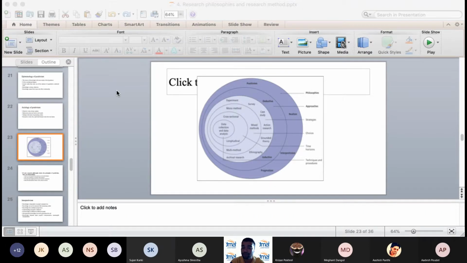Okay, I'm trying to find certain numbers which support my statement. Yes, now moving on to the research strategy. As you already know, if I choose the positivism philosophy, then it will help me to choose the deductive approach.